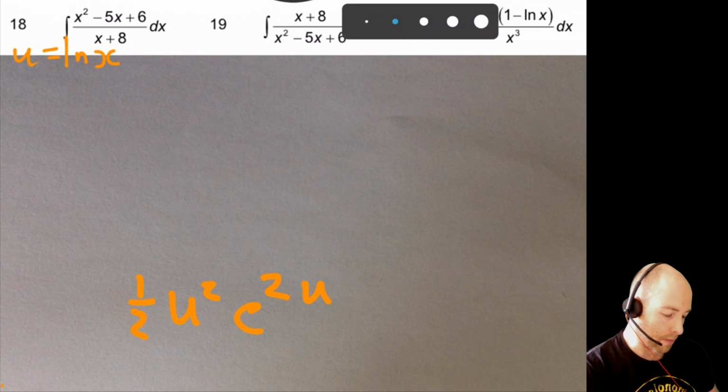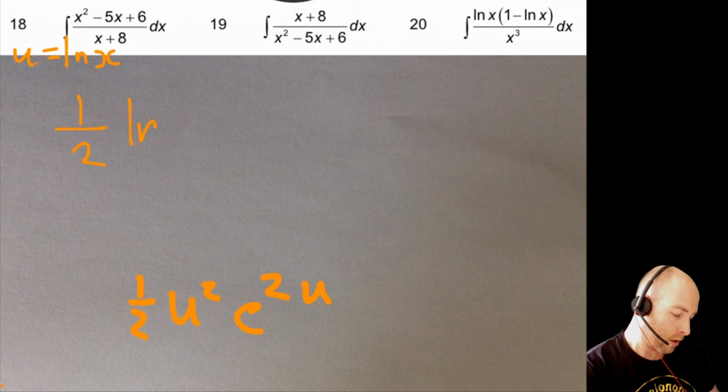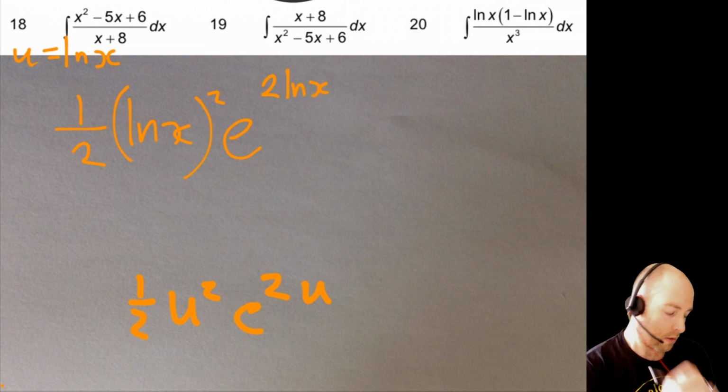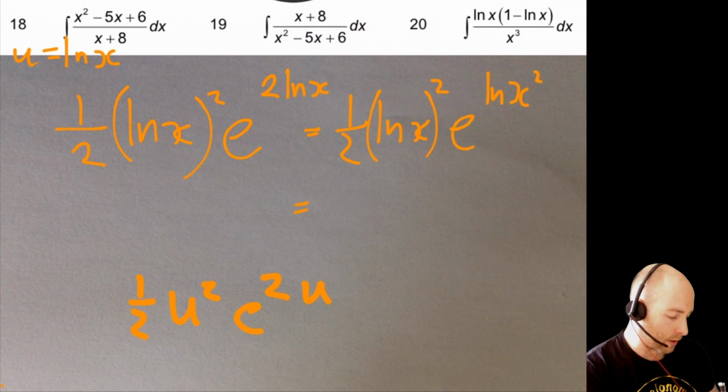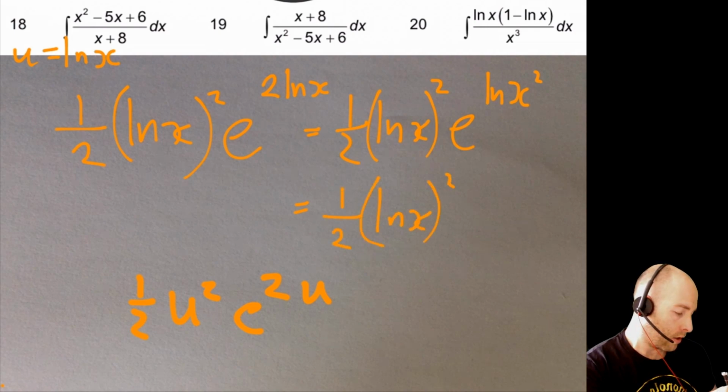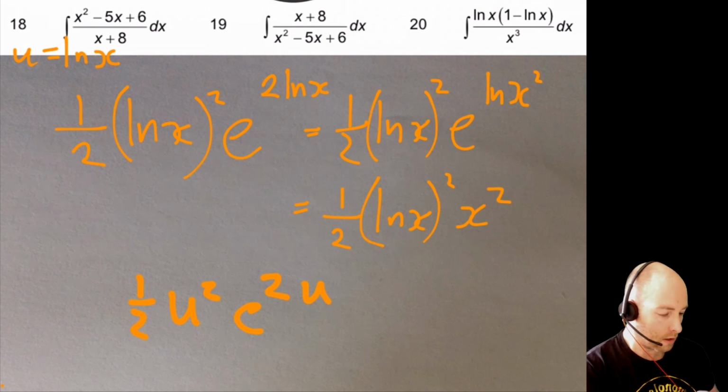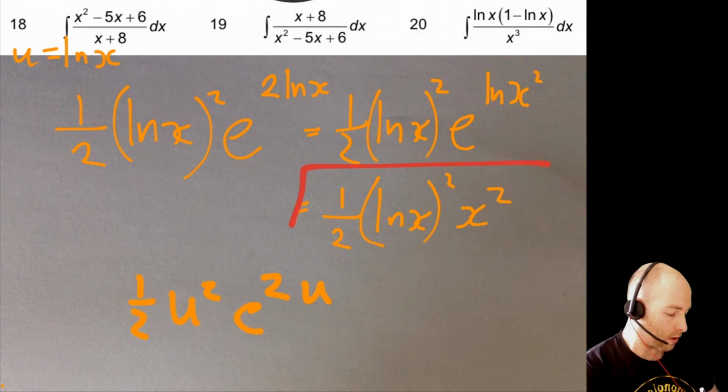So we're going to get half log x squared, e to the 2u, e to the 2 log x. We can then use the power rule to get half log x all squared, e to the log x squared. The e and the log will cancel to give me half ln of x all squared times x squared.